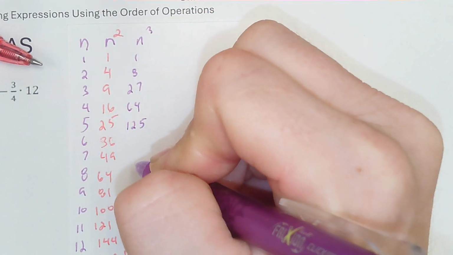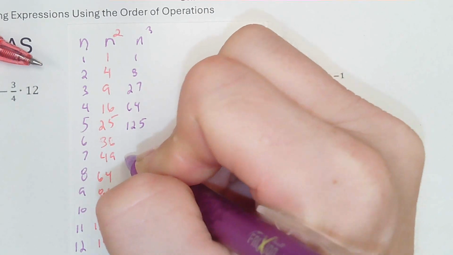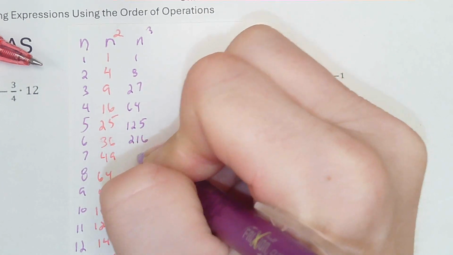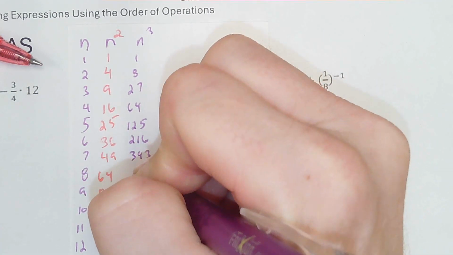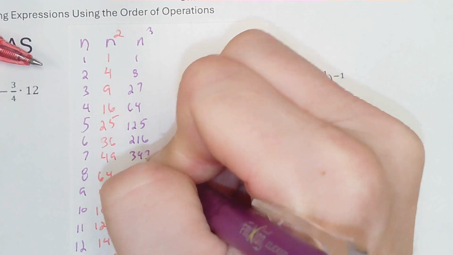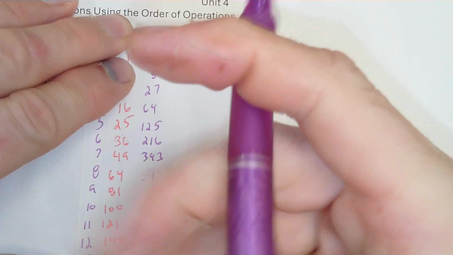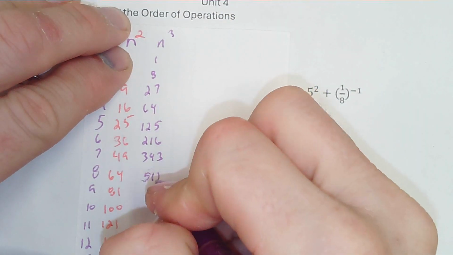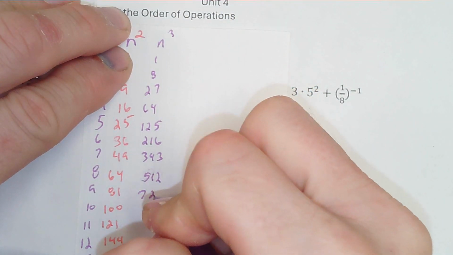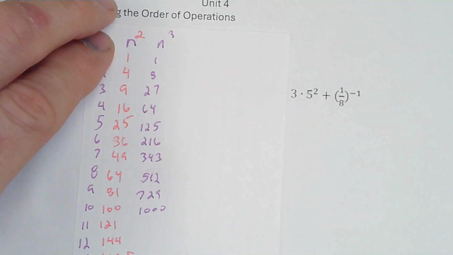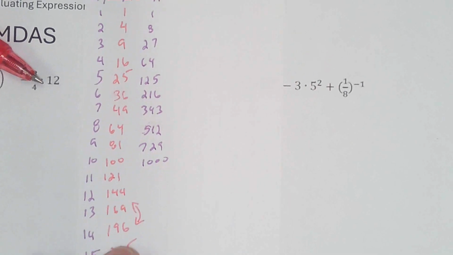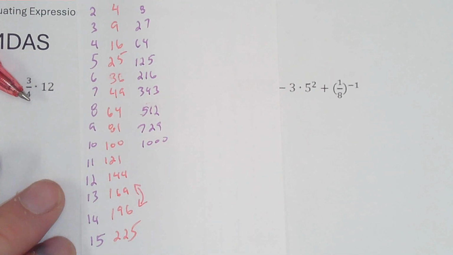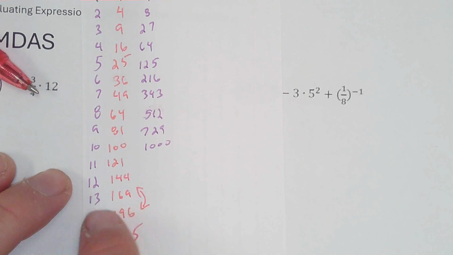125, 216, 343, 512, 729, and 1,000. Okay, I'm going to keep repeating that for some time. And then the square root is the reverse.